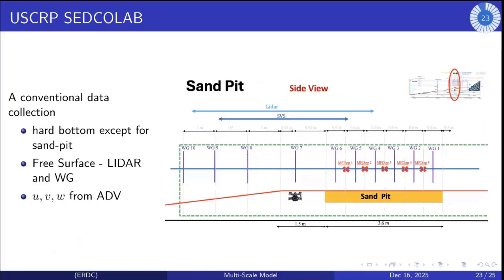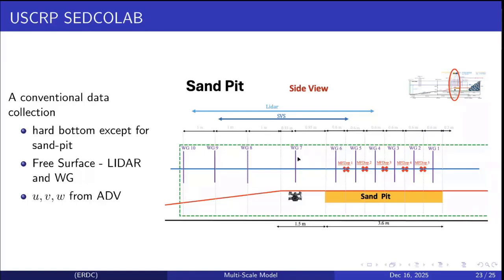Okay, so here's the setup. This is again a digital flume. A one-dimensional flume. And this part of it's more or less a conventional data collection. It's hard bottom except for this sand pit here. You've got a free surface that's being measured both with LiDAR and with these capacitance or surface piercing wave gauges.